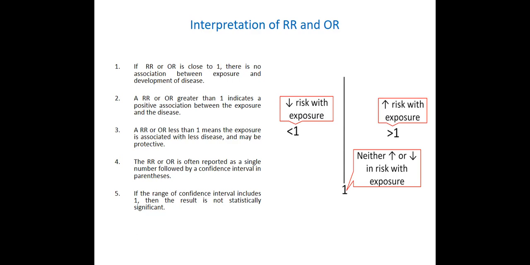So that's what I put here. If the relative risk or odds ratio is close to one, there's no association between exposure and development of disease. A relative risk or odds ratio greater than one indicates a positive association between exposure and disease. A relative risk or odds ratio less than one means an exposure is associated with less disease and may be protective. The relative risk or odds ratio is often reported as a single number followed by a confidence interval in parentheses. If the range of the confidence interval includes one, we are going there, then the result is not significant.